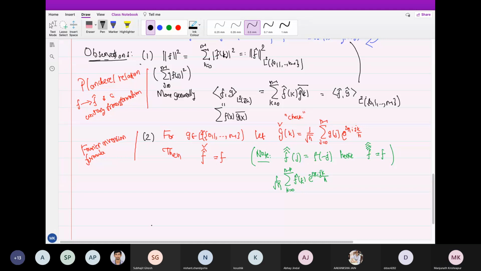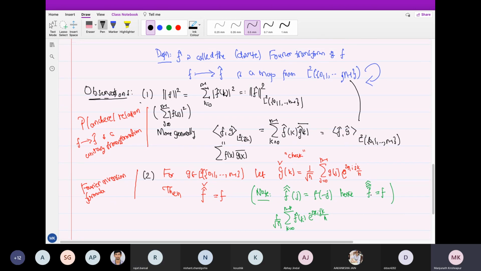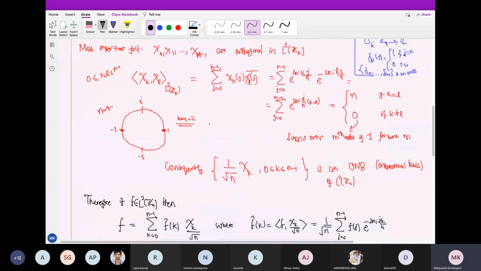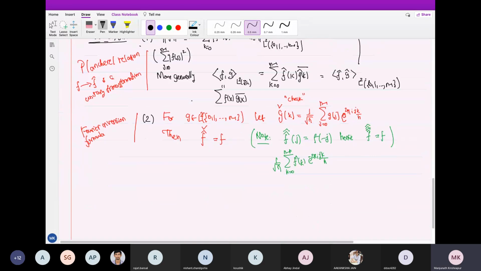Yes. Its eigenvalues will be what? 1, minus 1, i, minus i. Yeah, exactly. Since the 4th power of the matrix is going to be 1, the eigenvalue to the power 4 has to be 1. So all the eigenvalues of this transformation are one of these 4 fourth roots of unity. Okay, so that's a point. So this is the Fourier inversion formula. Okay, what else do I want to say?